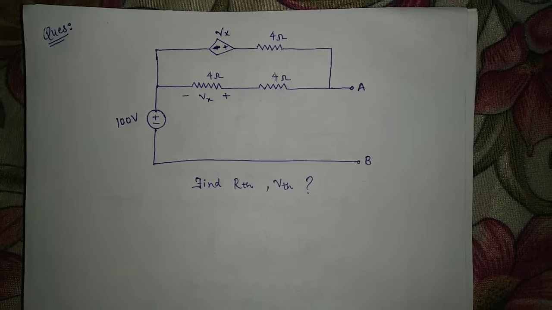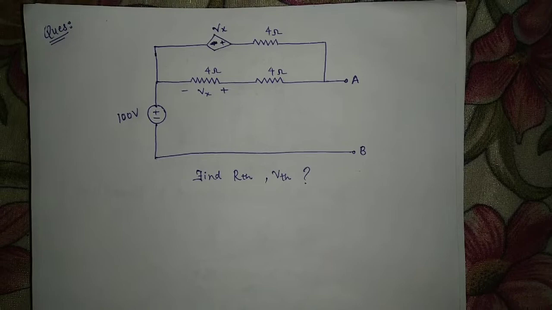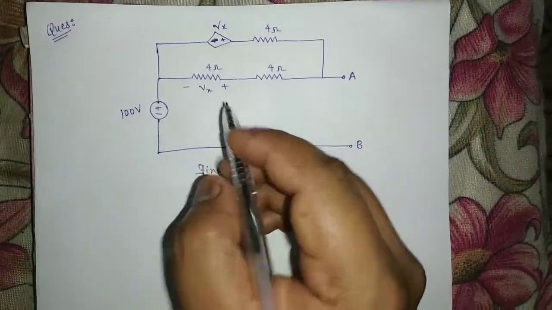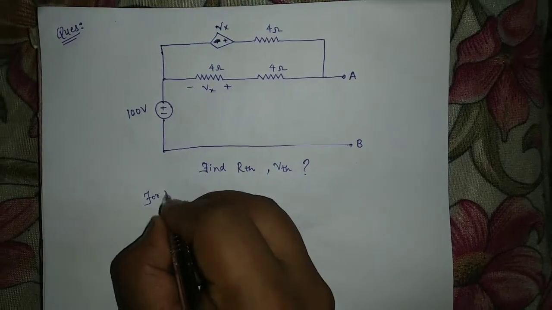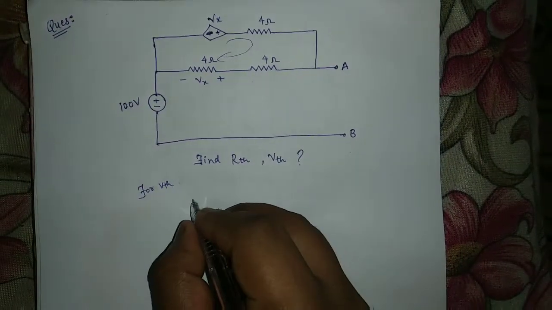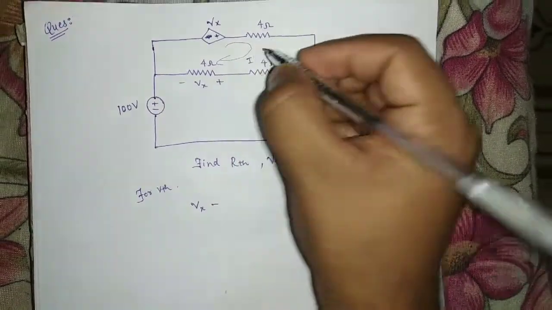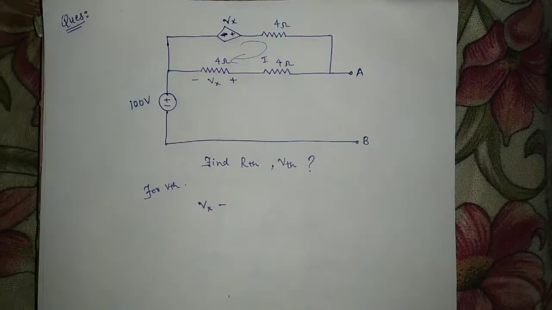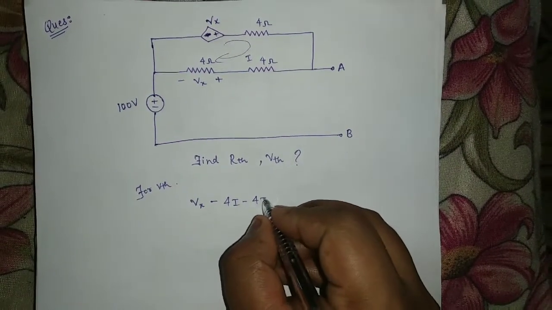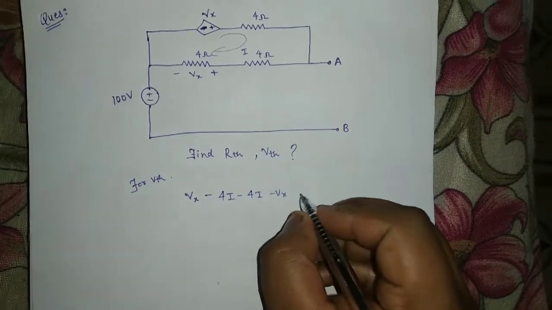Hi friends, this is the question and we have to find Thevenin's resistance and Thevenin's voltage. So for Thevenin's voltage, write KVL. Vx, let current be I, minus 4I, minus 4I, and this voltage is Vx, minus Vx.